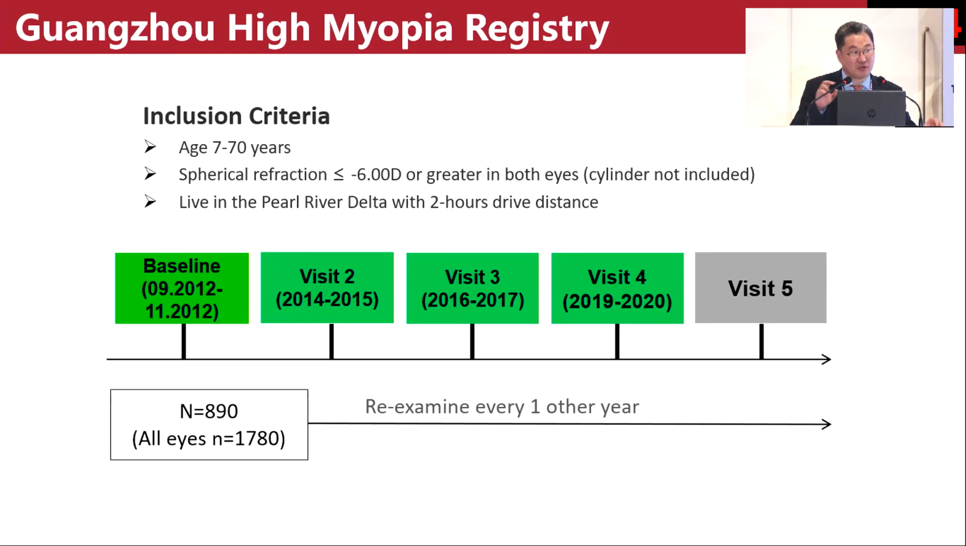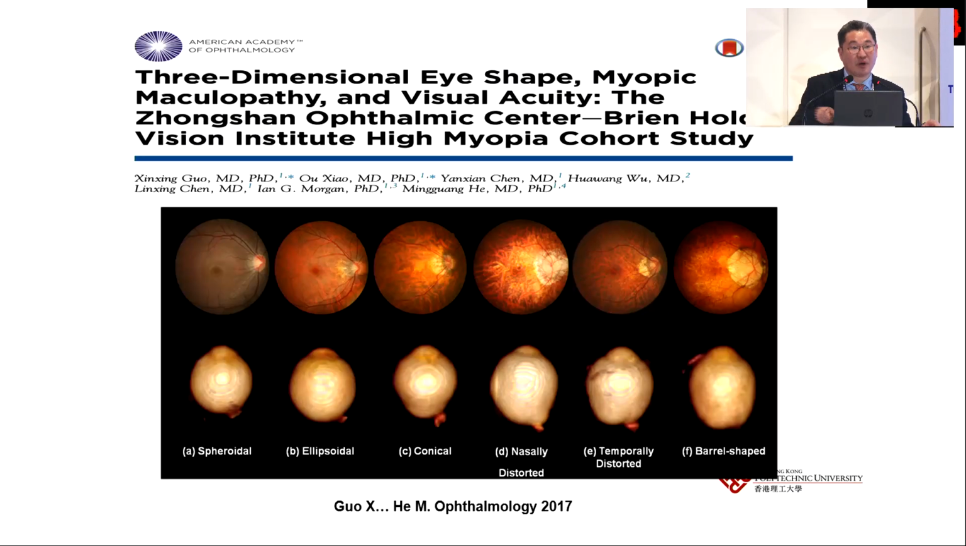So I start from our high myopia registry study. This is a 10-year study. We initiated in 2012, and now we have already finished the final 10-year visit of the high myopia registry. We enrolled patients 7 to 70 years old, with sphere of minus 6 diopters or greater. And one of the experiments we work on in this cohort is we invite high myopia participants to receive an MRI scan.